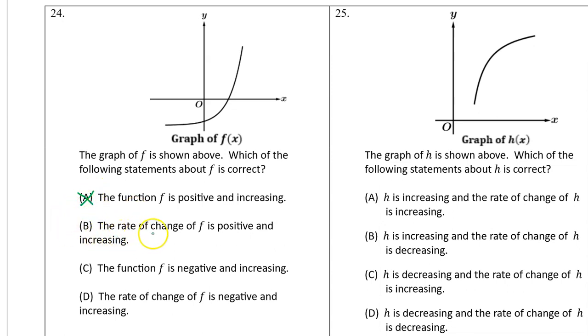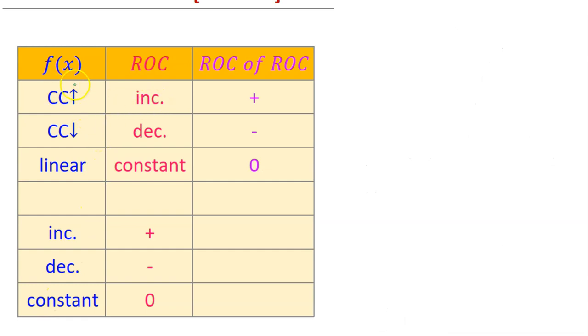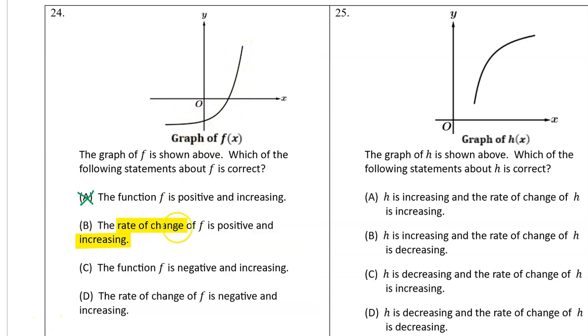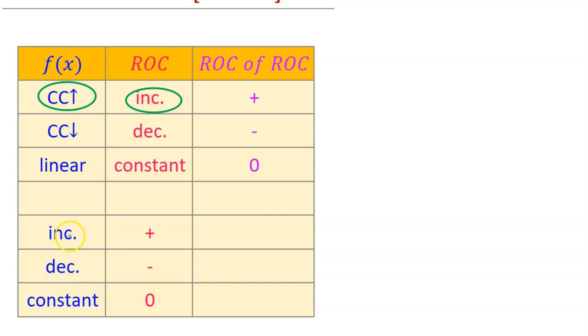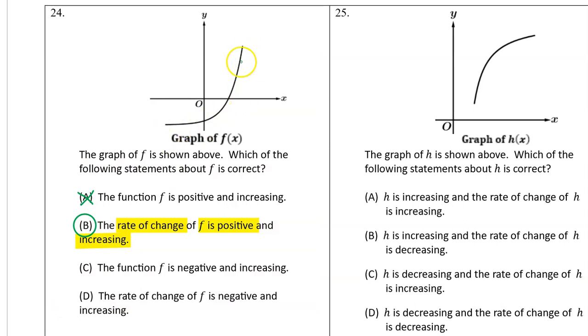For B, the rate of change of f is positive and increasing. When they start talking about the rate of change, I'm going to look back at the chart showing the graphical relationships between f and the rate of change of f. This chart reminds us that if f is concave up, then the rate of change is increasing. Let's take a look. F is concave up, so the rate of change will be increasing. But is it also positive? Our little chart reminds us that if f is increasing, then the rate of change will be positive. F is increasing, so the rate of change will be positive. So the answer is B.